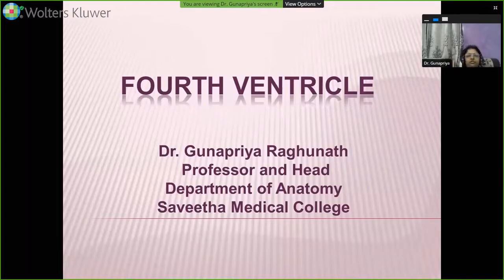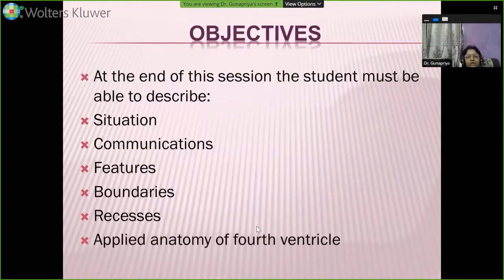So before we proceed to cerebellum, I thought it would be nice if I finish fourth ventricle and then proceed with cerebellum, so we'll be able to understand all the dorsal features of pons and medulla very well, which we are going to see in the cavity of fourth ventricle. The objective of this session is that at the end, the student must be able to describe the situation, communications, features, boundaries, recesses, and applied anatomy of fourth ventricle.